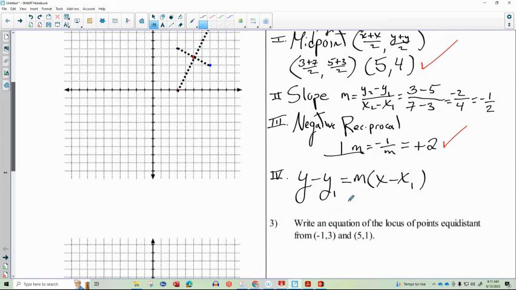So I'm going to rewrite this y. And then negative y really means the opposite of your y. My y is up here, it's 4, so it's going to be minus 4, is equal to my m, which is 2, parentheses x, and the minus x1 means the opposite of my x. My x is up here, it's positive 5, so minus 5. That's all I got to do. And there you have it.